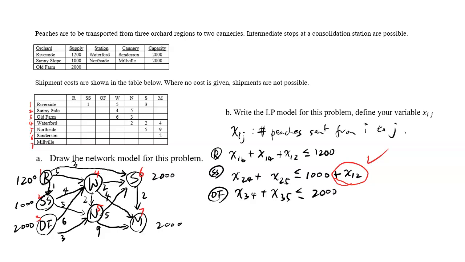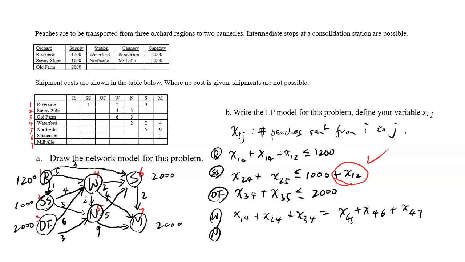Okay, Old Farm, x3 to 4, x3 to 5, and those are the only outgoing ones, and it should be less or equal to 2000. Okay, now the transshipment nodes. Since these are the only origin nodes, these are the only inequalities. After this, it's all equalities.